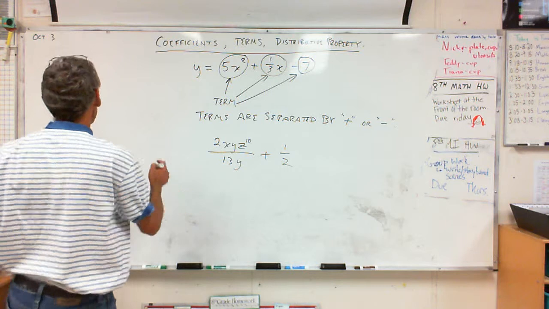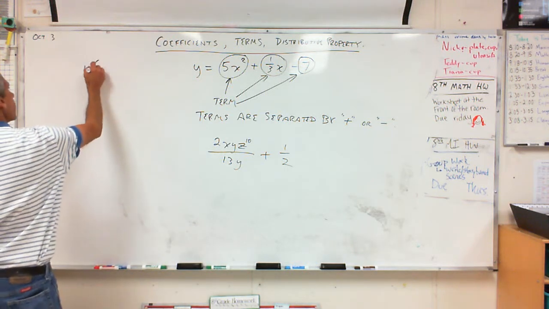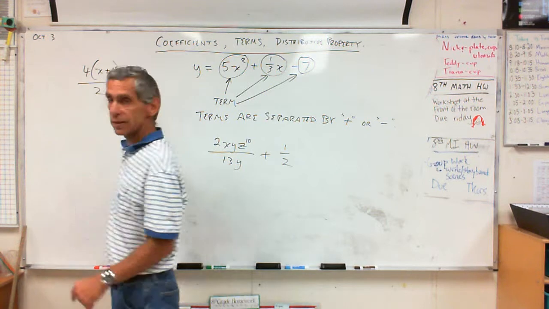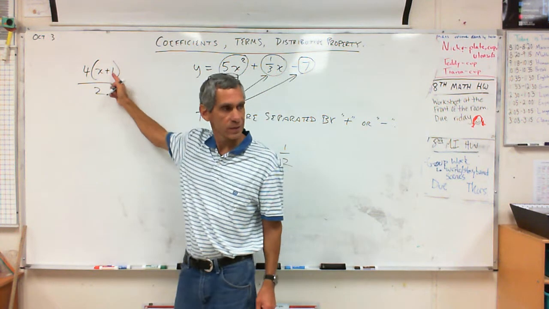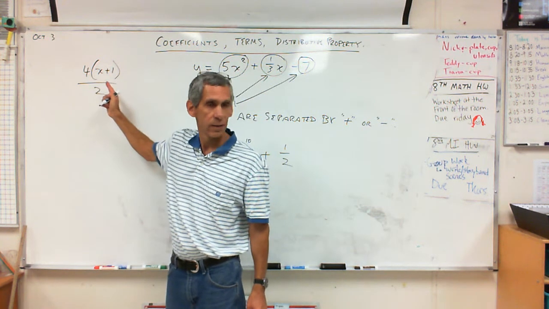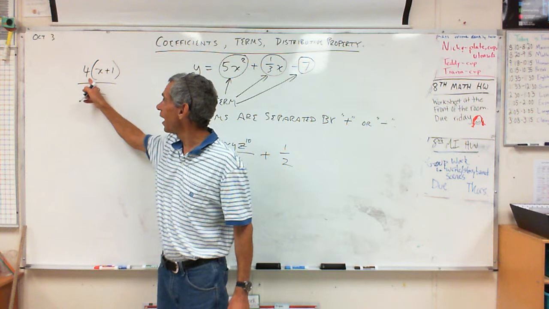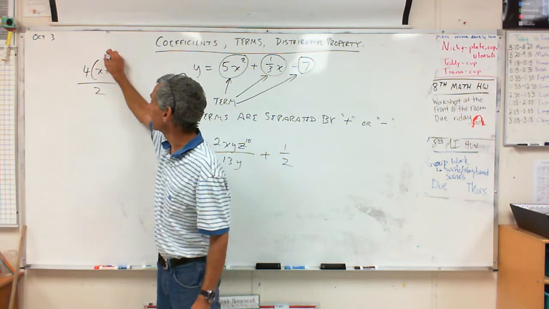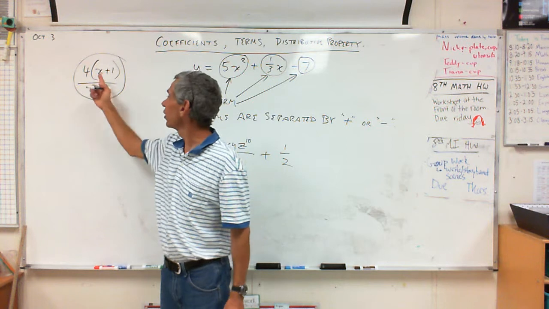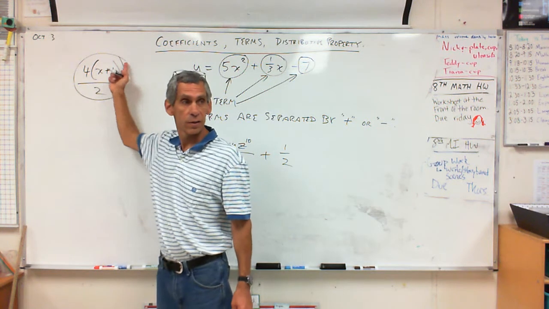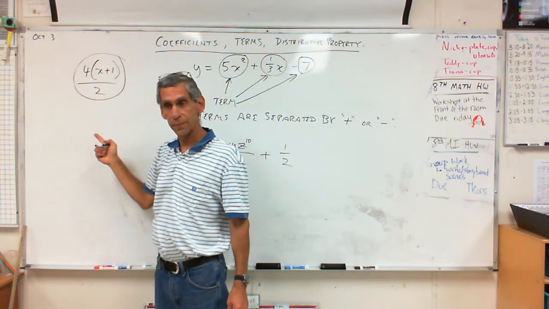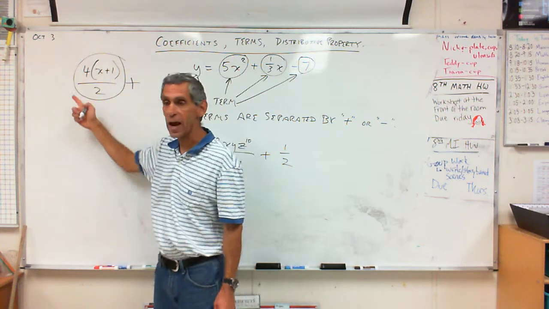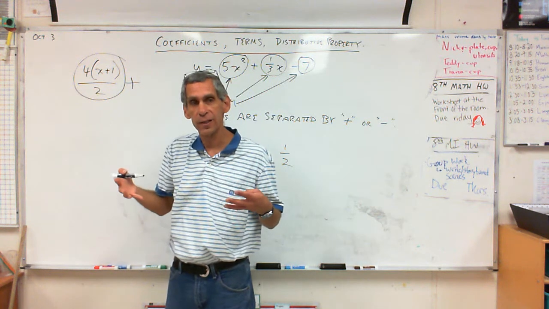Now, sometimes though, you might see this: 4 times x plus 1 over 2. There is a plus there, but notice the plus is inside the parentheses, right? And it's really 4 times this binomial. That is technically only one term. You wouldn't call this a term and this a term. This would be all one term, okay? Because that's one fraction. One fraction is one term. Does that make sense?